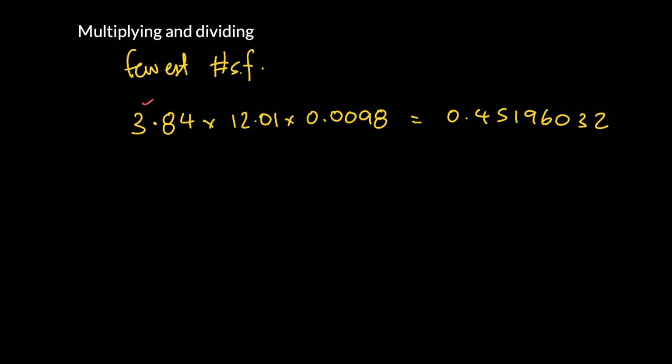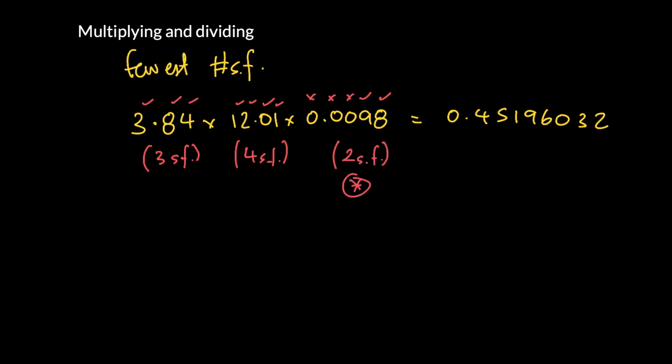So 3.84, all those digits are non-zero, so that has 3 significant figures. 12.01, the 1, the 2, and the 1 are definitely significant. That 0 is captive, so that has 4. And if we look at 0.0098, the 9 and the 8 definitely are. Zeros at the front are never significant, no matter if there's a decimal point or not. So that implies that this measurement here is the worst. And so our final answer should be written out to 2 significant figures to match.